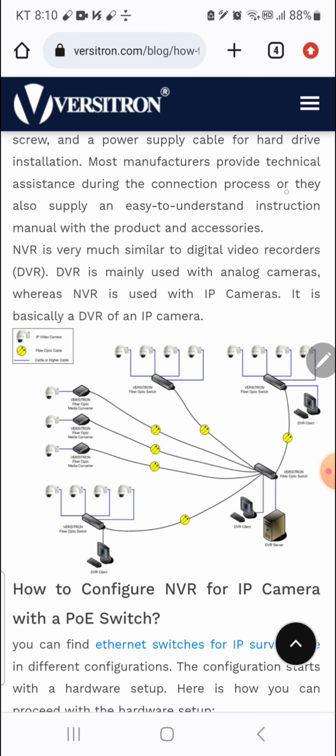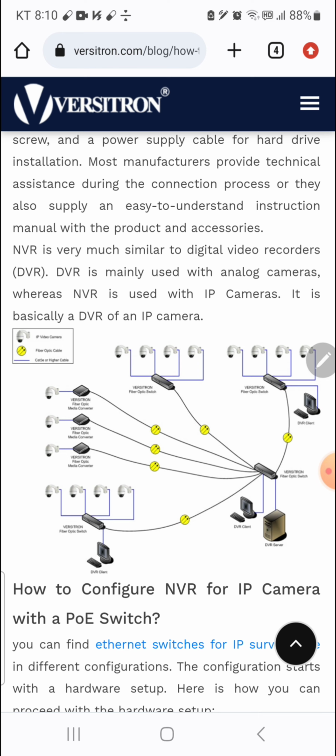Okay, here we go. Most manufacturers provide technical assistance during the connection process, or they also supply an easy-to-understand instruction manual with the product and accessories. NVR is very much similar to digital video recorders, DVR. DVR is mainly used with analog cameras, whereas NVR is used with IP cameras. It is basically a DVR for an IP camera, right?